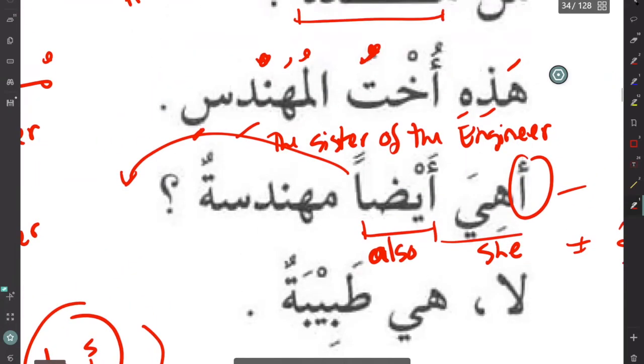You see what's happening? We had this word, Muhandis, engineer, and now what's the difference? We just added Tamar Buta to make it feminine. Why would we want to do this? Why? Because we're describing a female.